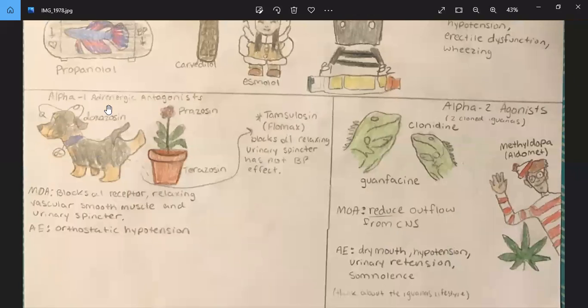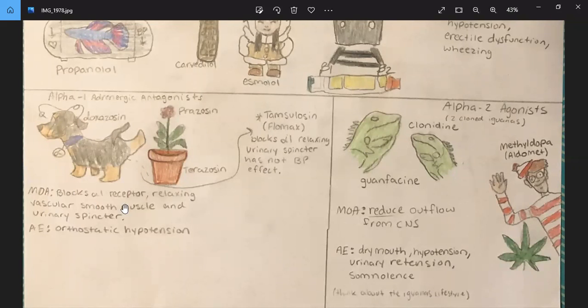Next, we'll move on to our alpha-1 adrenergic antagonists. So the drugs in this category are doxazosin, prazosin, and terazosin. So this is a dachshund for the doxazosin. This is a terracotta pot, which if you're not familiar with, it's just the type of clay that the pot is made out of. And then just pretend this is like a primrose or any other plant that starts with the letter P to help you remember prazosin. And then we'll ignore this one for now.